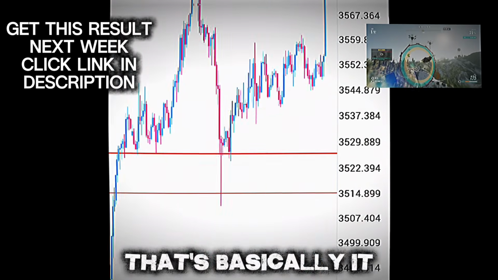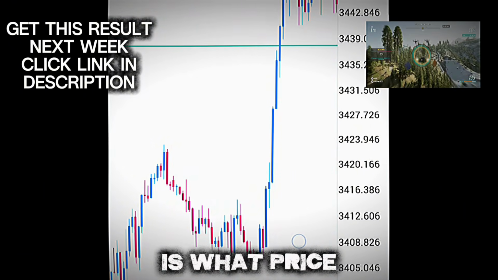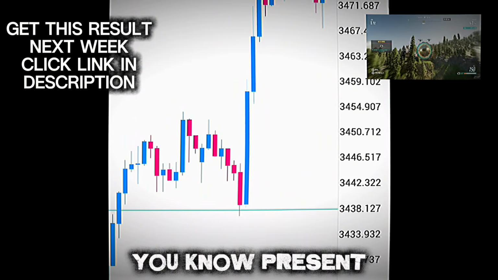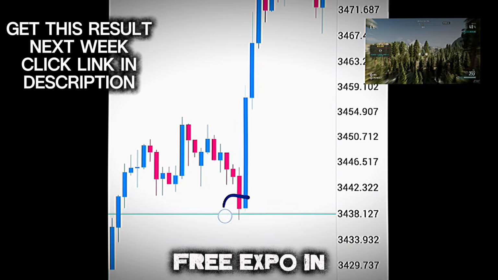That's basically it. What price expected on all those previous structures is what price will respect on the present structure. So basically it is as if you are getting free expo in the market.